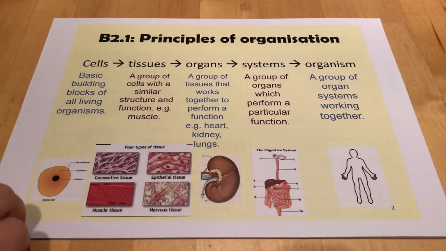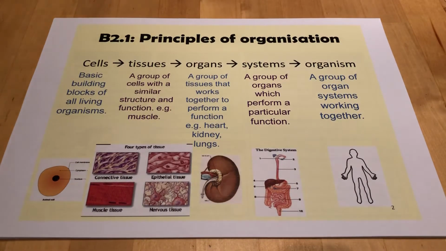We kind of covered this in B1, but if we've got a group of similar cells working together, we learned a lot about cells in the topic B1, cell biology. That group of similar cells working together is known as a tissue. Several different tissues working together is known as an organ. Several organs working together is known as a system. For example, the digestive system, the reproductive system, respiratory system, circulatory system. And when those systems all work together, we have the entire organism.